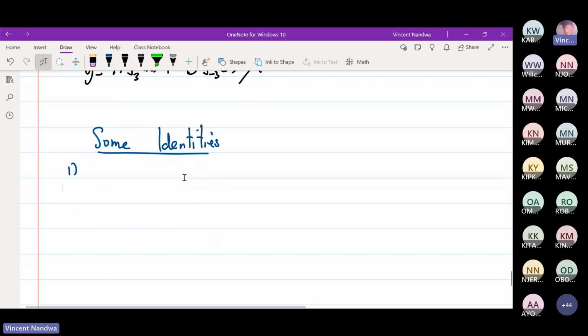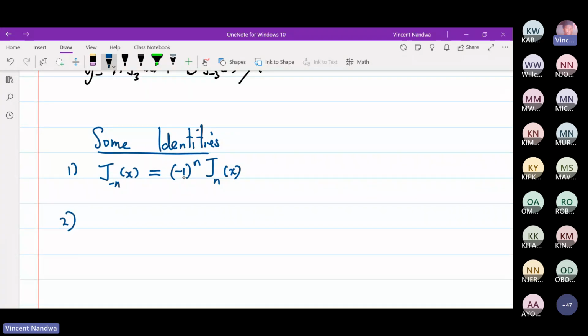So some useful identities related to Bessel functions. One, if you take J of negative n, you will always get (-1) power n Jn of x. You can prove that from the definition of the Jn function, that J minus n is (-1) power n of Jn of x.